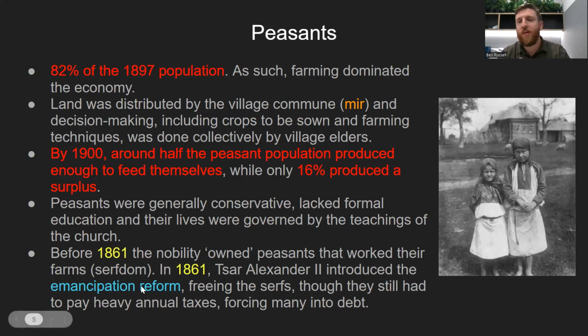Now, there is a method to the madness of the colors on my screen. Red is statistics, orange is key terms or policies or documents, and actually the Emancipation Reform should be in orange.